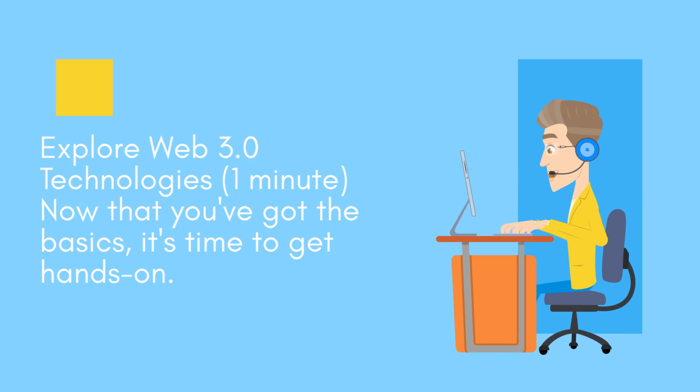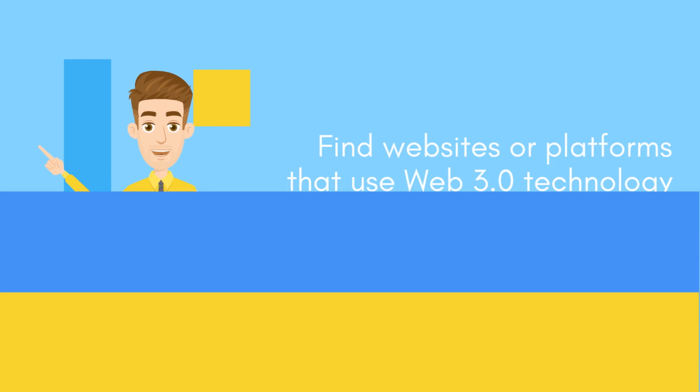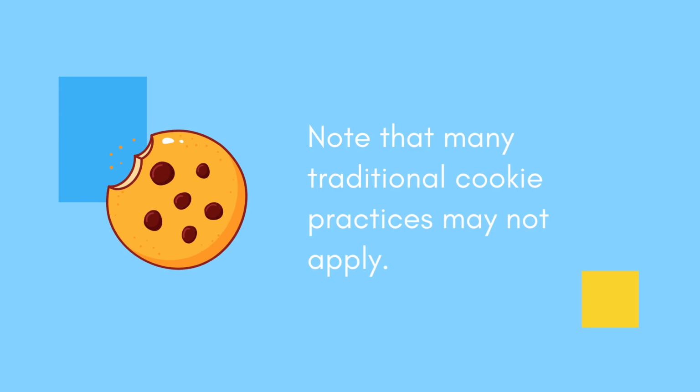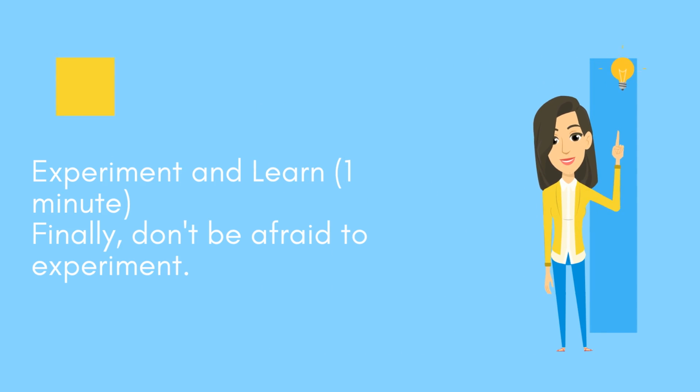Explore Web 3.0 technologies. 1 minute. Now that you've got the basics, it's time to find websites or platforms that use Web 3.0 technology and see how they handle tracking and personalization. Note that many traditional cookie practices may not apply. For instance, some Web 3.0 technologies might use blockchain identifiers or decentralized identifiers, DIDs, to provide personalized experiences instead of traditional cookies.